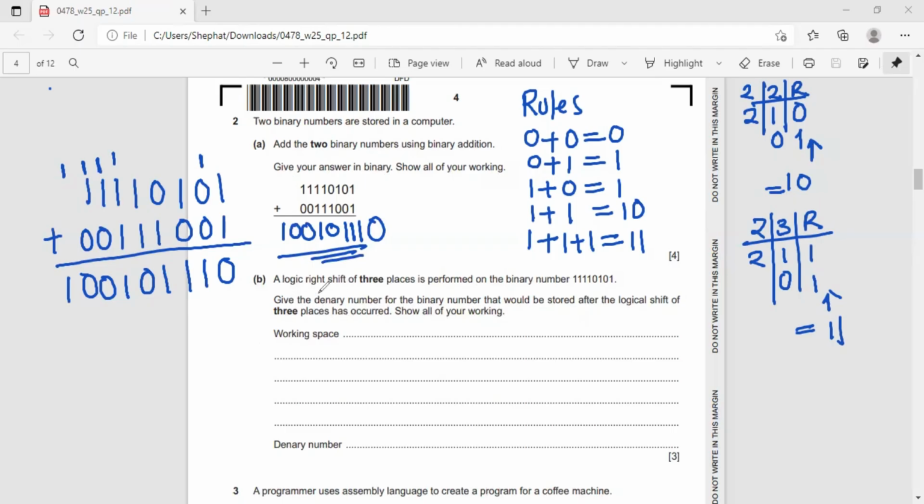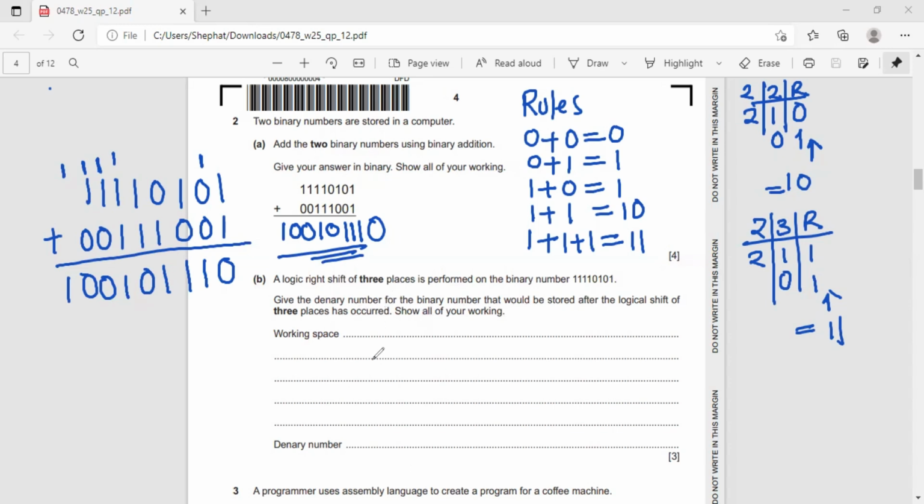A logical right shift of 3 places is performed on the binary number, this number. Give the denary number for the binary number that will be stored after the logical shift of 3 places has occurred. Show all your working. So we've got this working space, and then you have to put the answer there.